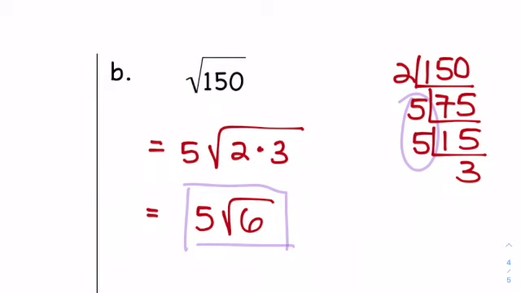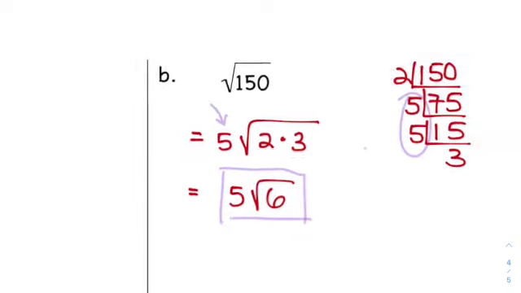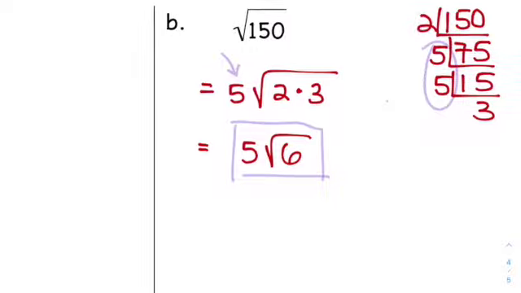Letter B, I hope everybody has no problem breaking down, and I hope everybody has no problem circling the 5, a pair of 5. A pair of 5 comes outside right here. But whatever's left over, 2 and 3, is going to stay inside. So 2 times 3 doesn't have a pair, stays inside, and when you multiply, that's 6. You have a pair that's perfect, and that comes outside. So therefore, letter B is going to be 5 root 6.